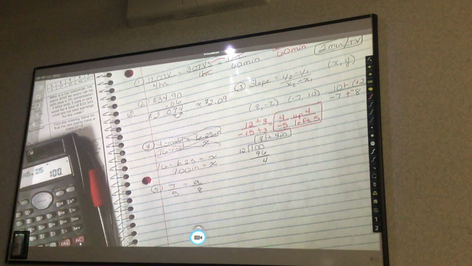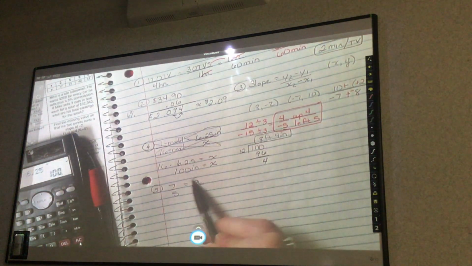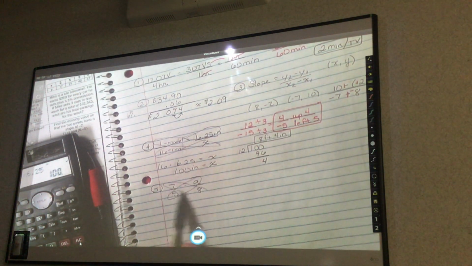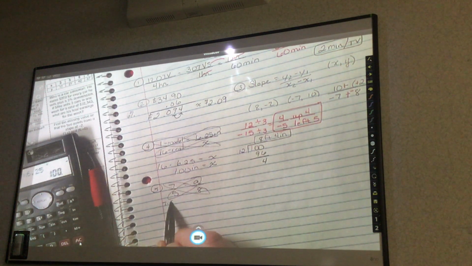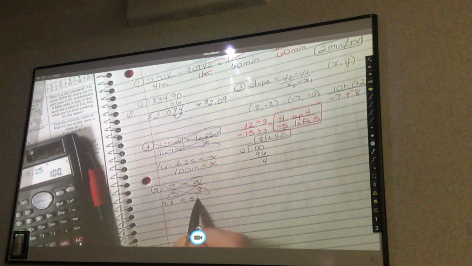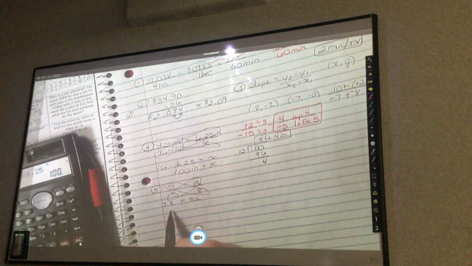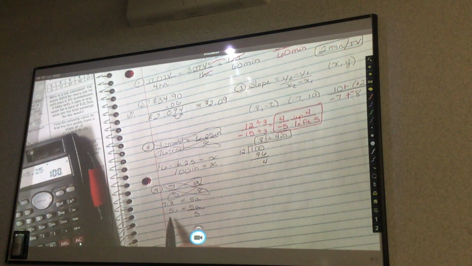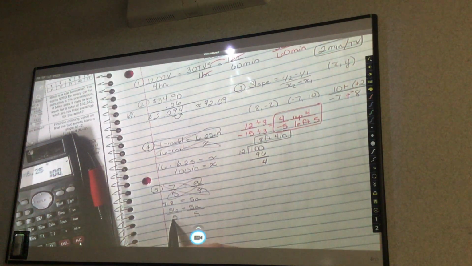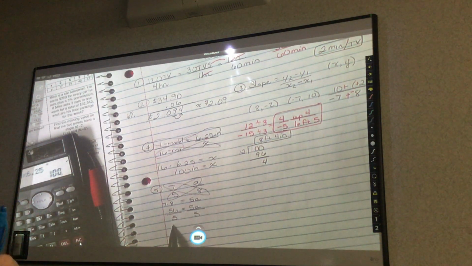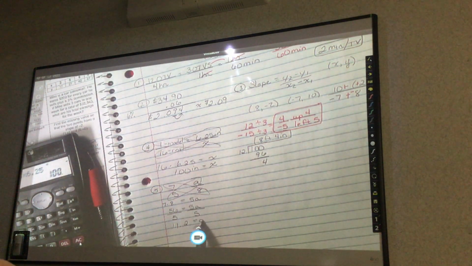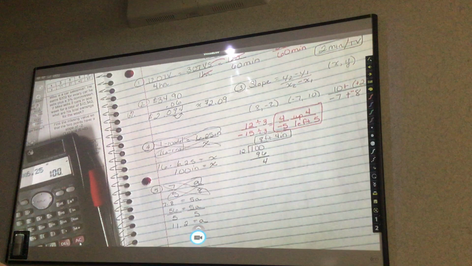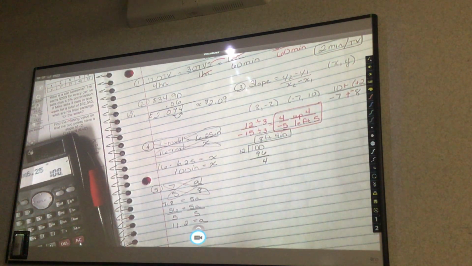Alright, so can I move on to number 5? Cross multiplication. 7 times 8 equals 5A. 7 times 8 is 56. 56 equals 5A, so I divide by 5 on both sides. 56 divided by 5, put it in my calculator, and I'm going to leave it with a decimal. 11.2 equals A. How many of you made it 11 and 1/5?